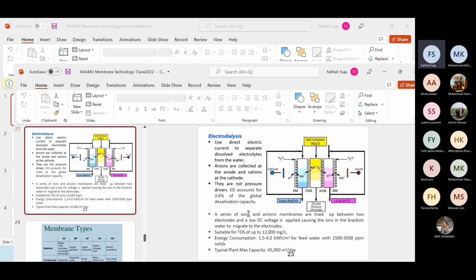Actually, they are suitable for total dissolved solids up to 12,000 milligrams per liter, meaning that if you have a higher concentration of dissolved solids, like in most seawater, then a membrane is best to use. Energy consumption is around 1.5 to 4 kilowatt hours per cubic meter for feed water of 15,000 to 35,000 ppm solids. So you cannot use electrodialysis for most desalination water, which is why the membrane reverse osmosis process is mostly used.